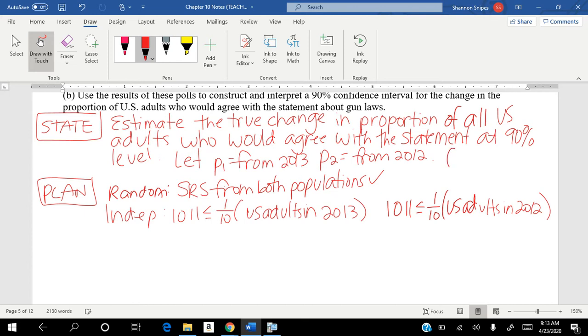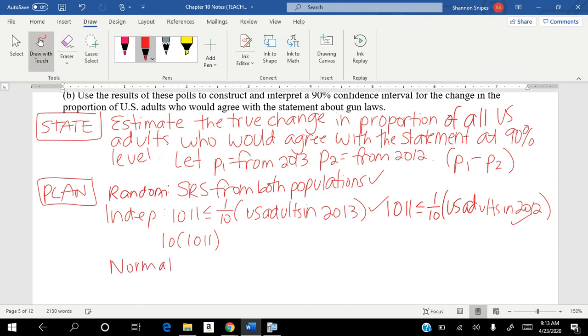I think I forgot to put up here, when I say the true change, we're going to take the first population and subtract the second population to get the complete true change of populations. So I think these are both true. Remember, if we multiply 1,011 times 10, that is definitely going to be less than the number of U.S. adults in both 2013 and 2012. So our independence condition has been checked.